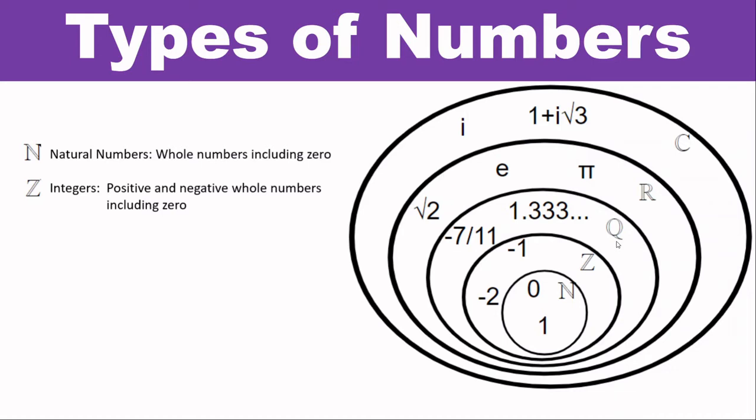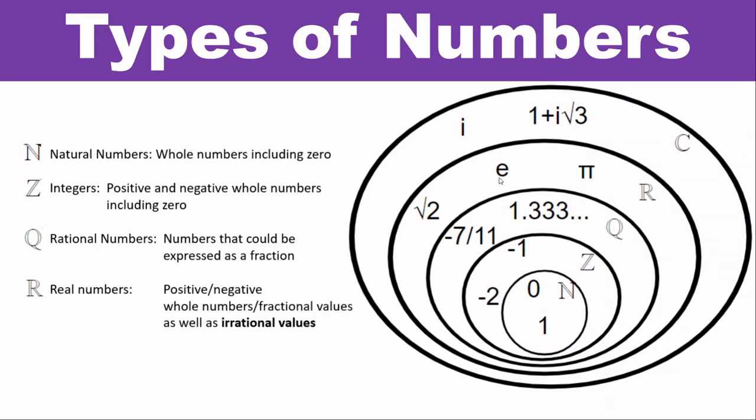In the following set, that's the set of rational numbers. And rational numbers are the numbers which could be expressed as fractions or as decimals, which either terminate or recur. But this does not include irrational numbers such as the square root of 2 or pi or e. Those would, however, be included in our real numbers. Now, our real numbers include whole positive numbers, whole negative numbers, rational numbers, as well as irrational numbers. Our next set includes all of these types of numbers as well as imaginary numbers.